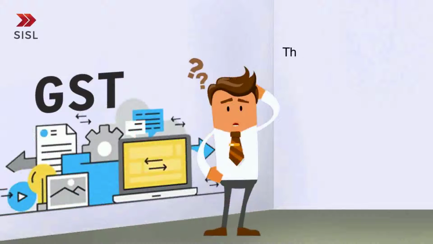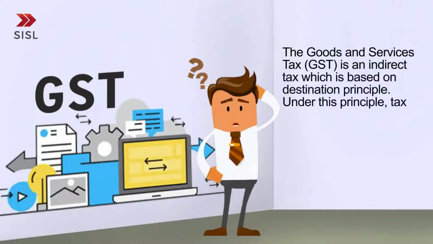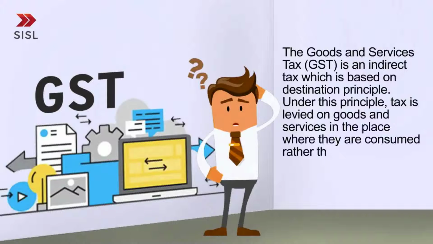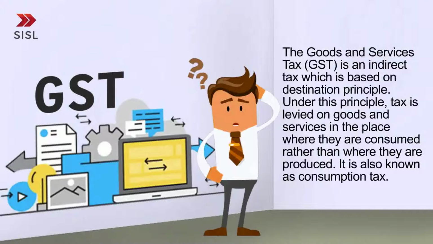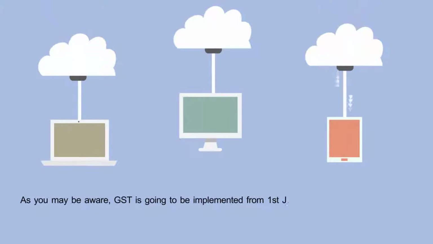The Goods and Service Tax, GST, is an indirect tax which is based on destination principle. Under this principle, tax is levied on goods and services in the place where they are consumed rather than where they are produced. It is also known as consumption tax. As you may be aware, GST is going to be implemented from July 1st onwards.